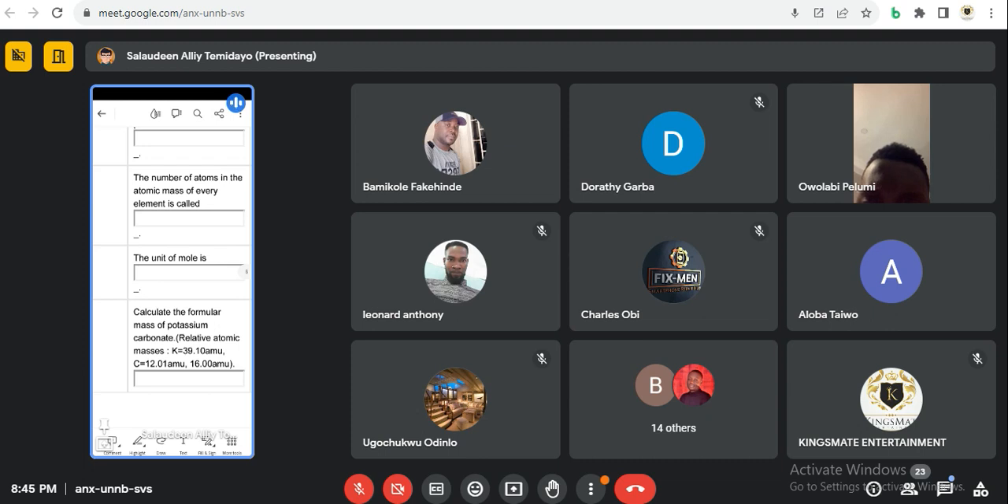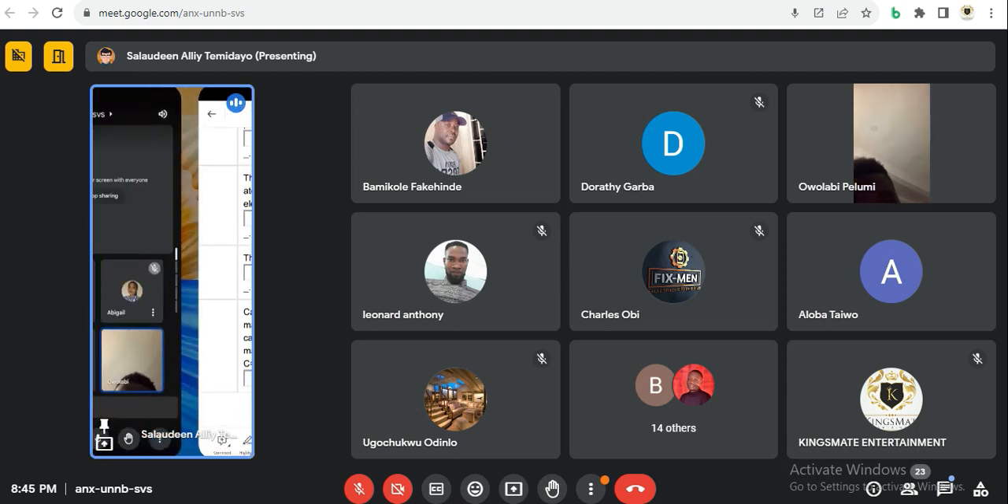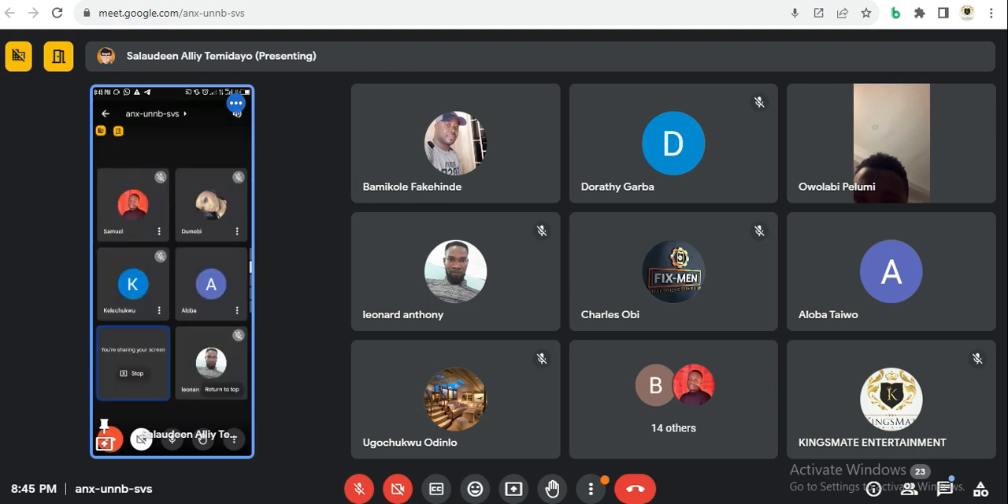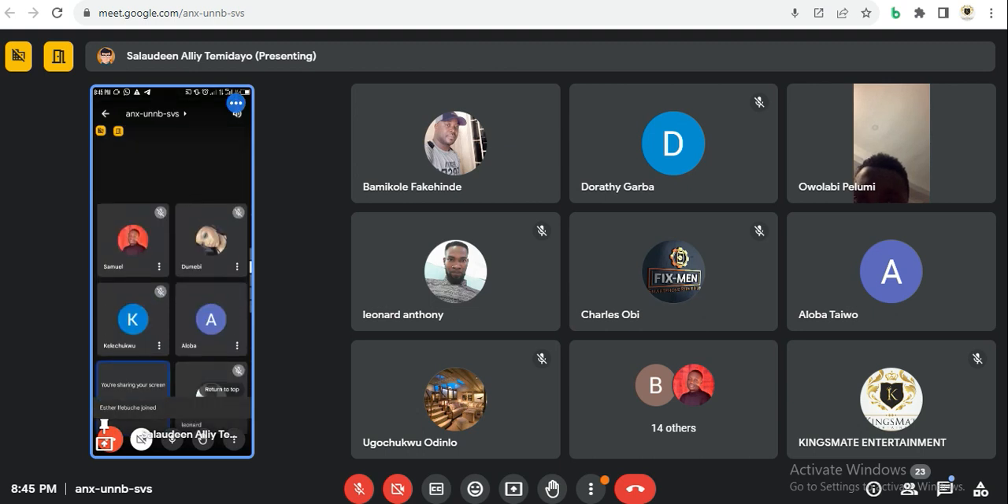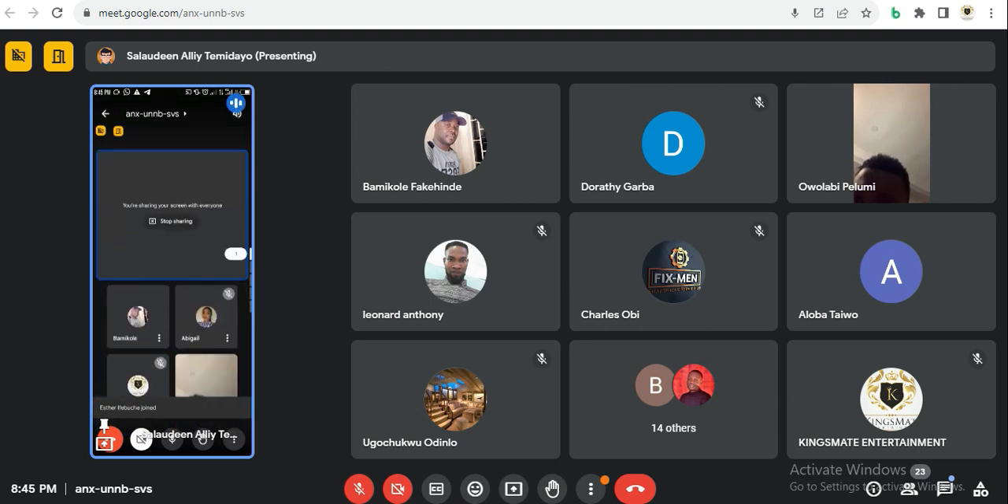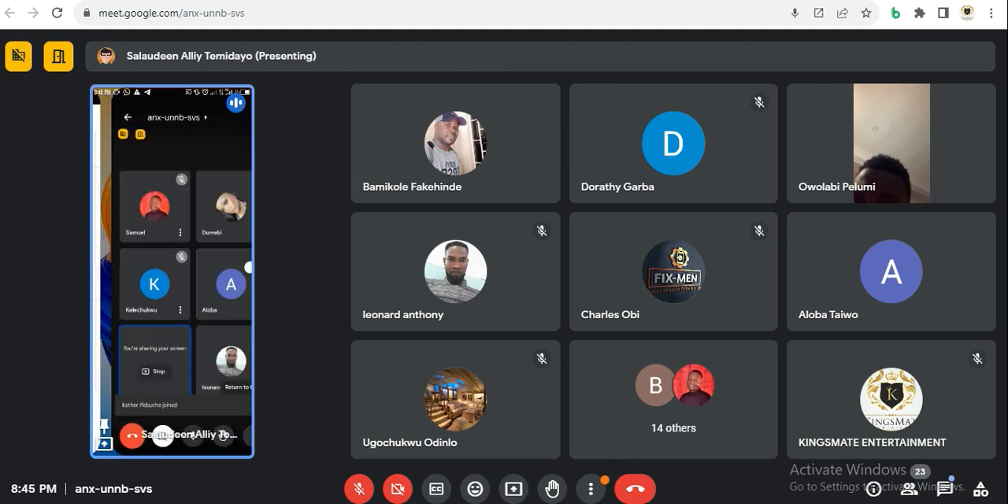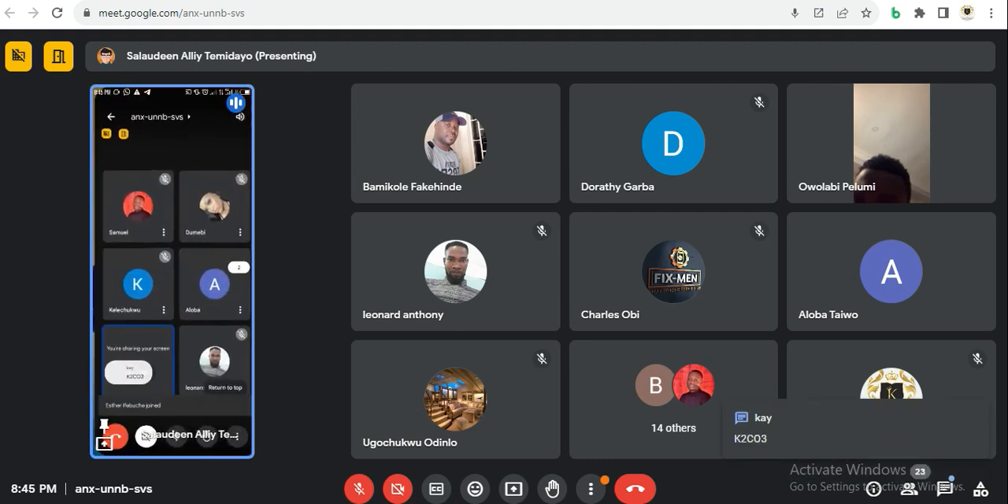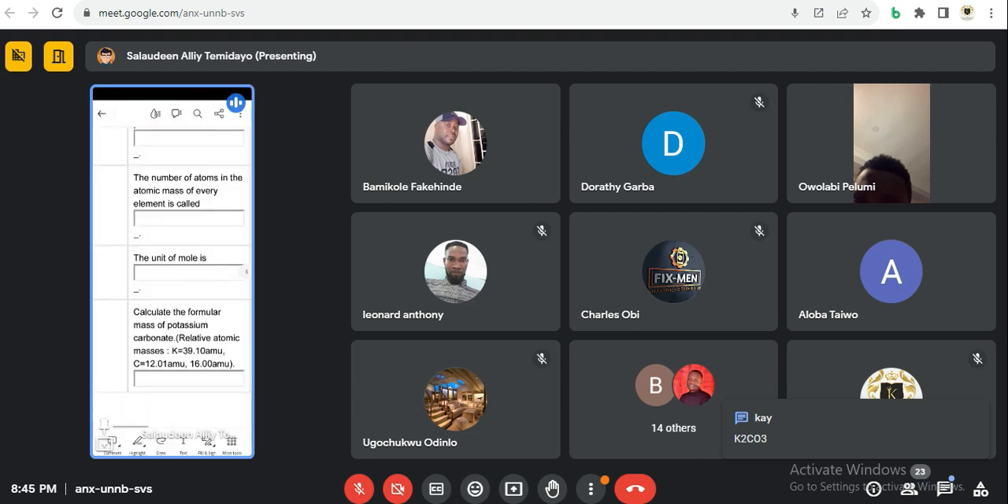So K2CO3, you are going to take the mass number of K, add it to the mass number of C, add it to the mass number of O, in accordance with the number of each in that compound. I think you guys are writing it down. I'm actually not holding any pen. If you are with me, you should just be jotting it down that way.